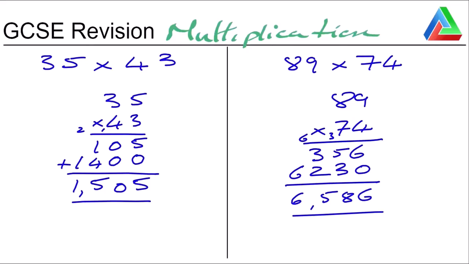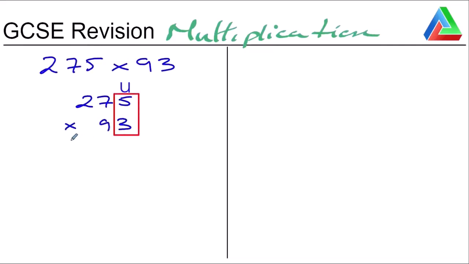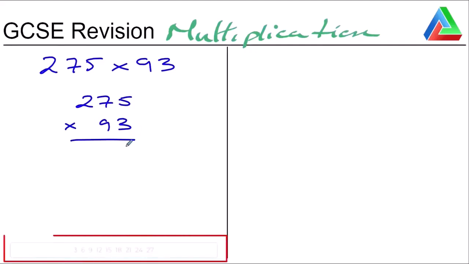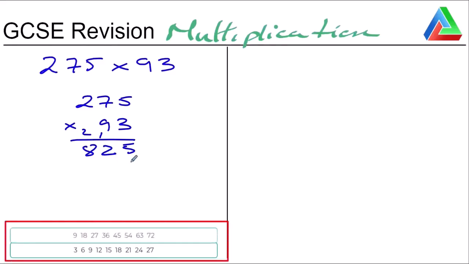Now everything else you're going to do after this is just exactly the same, but with more numbers. So let's do 275 times 93. Line up the units column. Write down the 3 times table. 3 fives are 15. Put down the 5. Carry the 1 into the next column. 3 sevens are 21, plus the 1 is 22. Put down the 2. Carry the 2 into the next column. And 3 twos are 6 plus 2 is 8. Now we multiply it by 90, so you can write down your 9 times table.